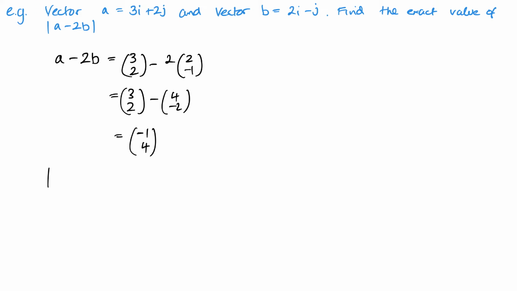Now if I look at the modulus of this, it will be minus 1 squared plus 4 squared, and then square rooted. So we've got 1 plus 16, so it's the square root of 17. We want the exact value, so we'll leave it as it is. Obviously, if it can be simplified in terms of its surd, then you can do that. Your calculator will also do that for you, so there should be no excuses not to simplify this surd.